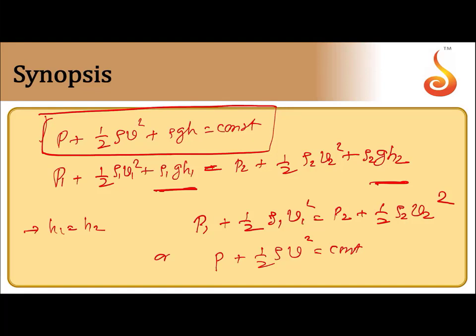So let me repeat it. When a fluid flows from broader to narrower pipe, wider to narrower pipe, velocity increases from the continuity equation. If the velocity increases, then the pressure decreases, right? Velocity increases and the pressure decreases.